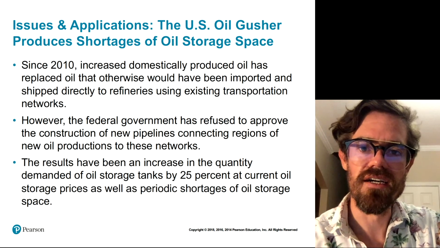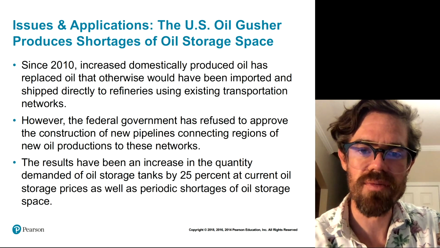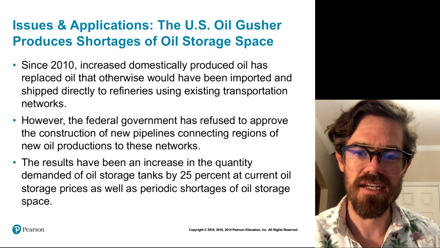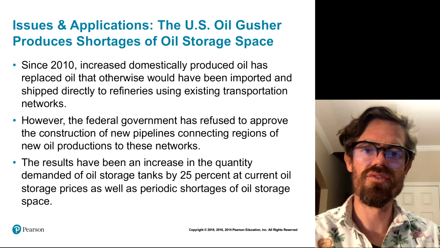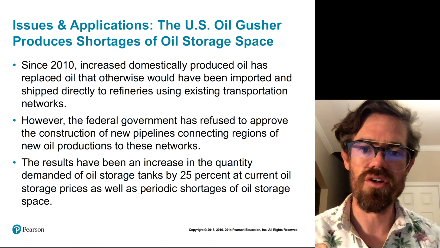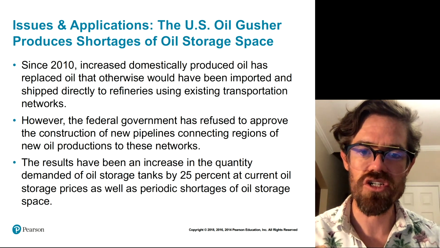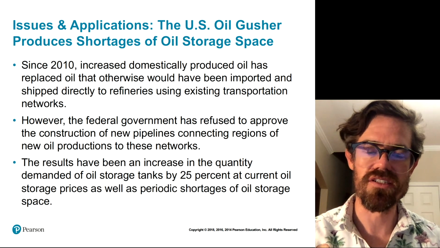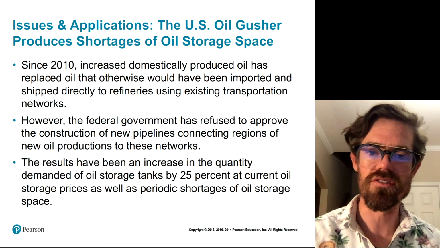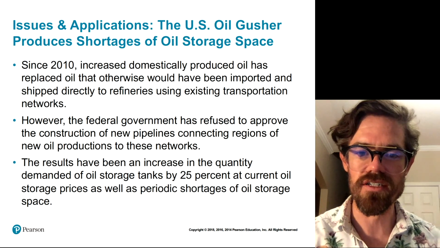Now let's get back to the oil production that we talked about at the very beginning of the chapter in the first video for chapter 3. So again, since 2010, there has been an increase in oil production in the United States that has replaced oil that would have otherwise been imported and shipped directly to refineries using existing transportation. But the government has refused to approve the construction of new pipelines that would allow us to move these new oil supplies to the refineries.